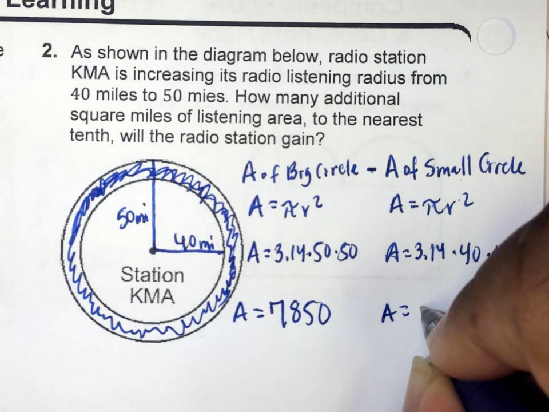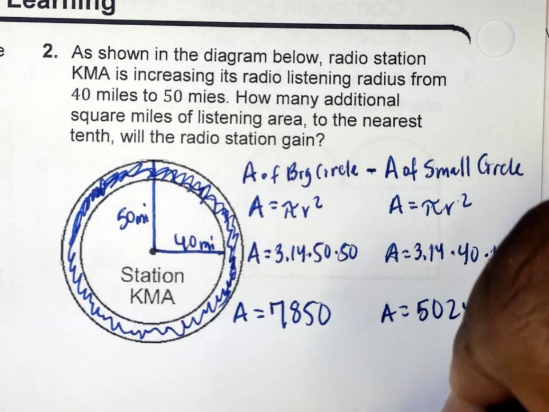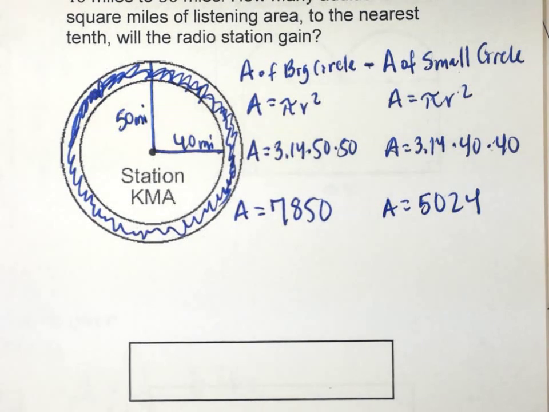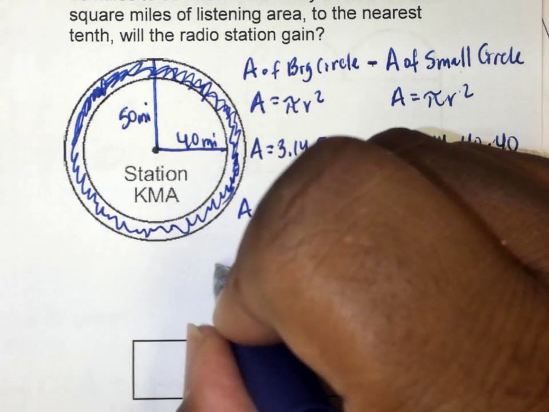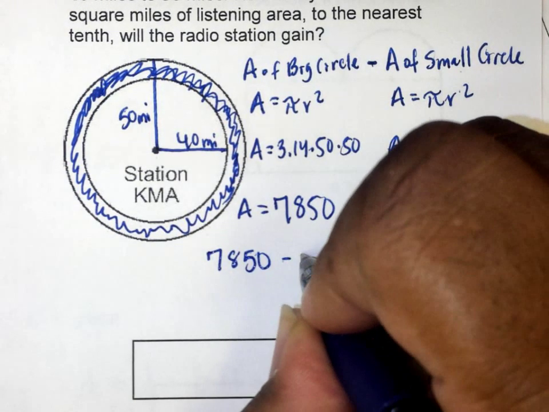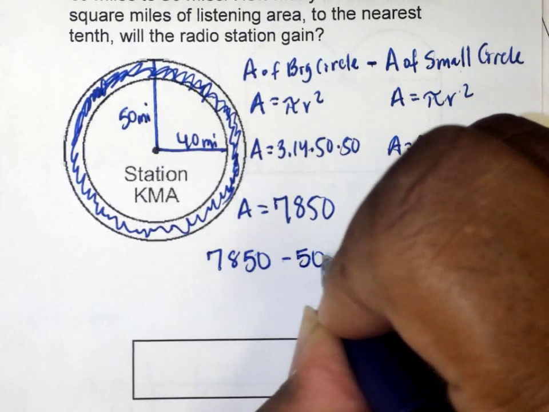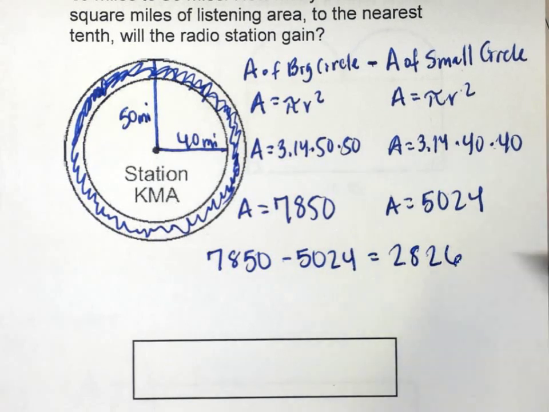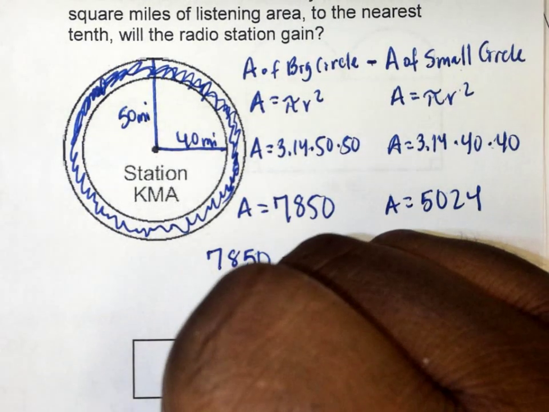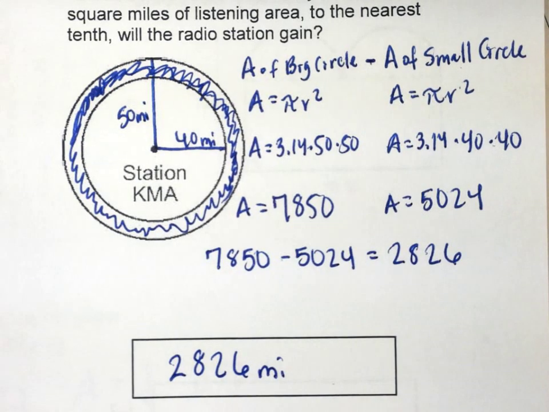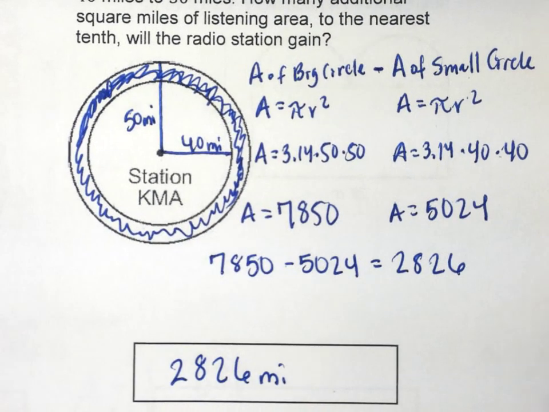Gotcha. 5,024. All right. So these two areas he got, and his numbers are correct from what I remember last period. Then after that, you need to subtract to get the additional area that was covered. 2,826 is what Faith is showing me. So this is 2,826 miles of additional radio listening radius that they covered, or area.